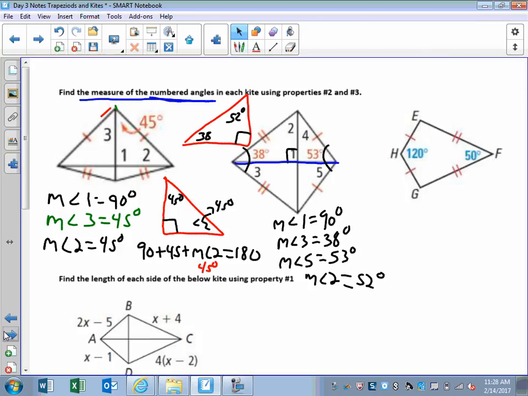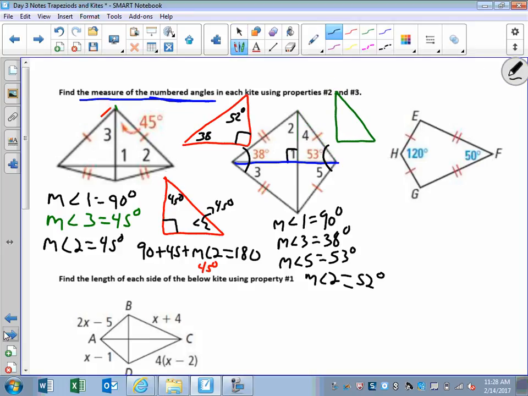And then we're going to do the same thing to find angle 4. So that's our triangle. Again, we know that this is 90. We know that this is 53. So to find the measure of angle 4, we're going to do 180 minus 90 minus 53. If we do that, we get 37. So the only way this triangle will work is if this was 37.